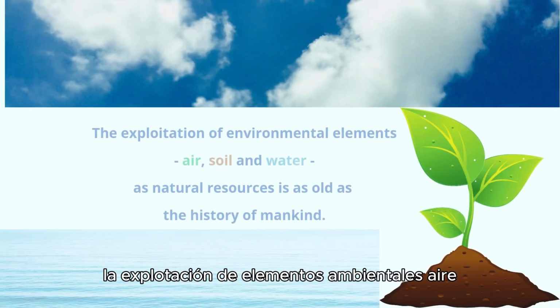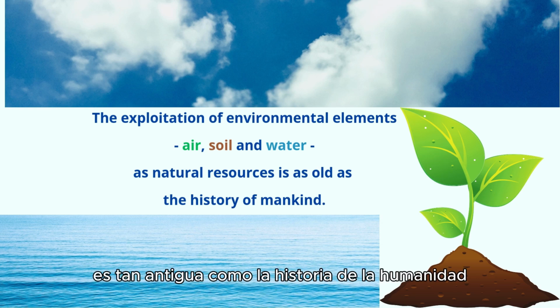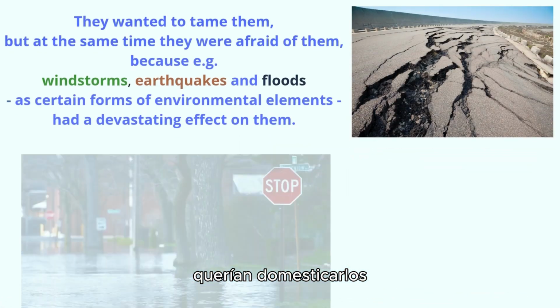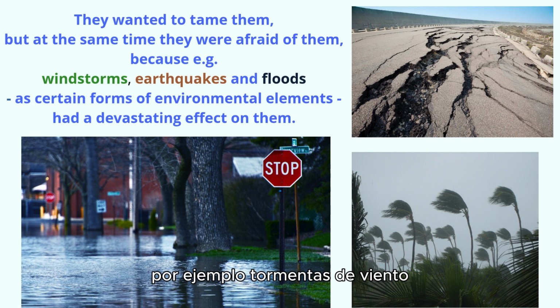The exploitation of environmental elements, air, soil, and water, as natural resources, is as old as the history of mankind. They wanted to tame them, but at the same time they were afraid of them, because, for example, windstorms, earthquakes, and floods, as certain forms of environmental elements, had a devastating effect on them.